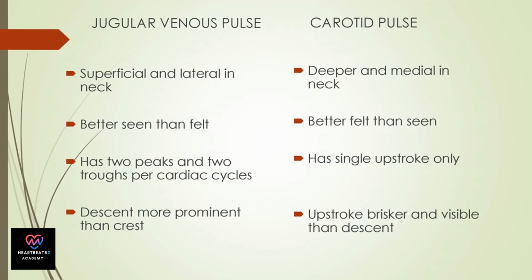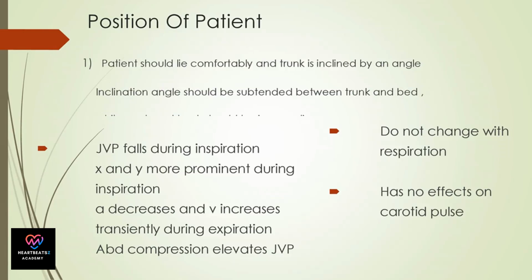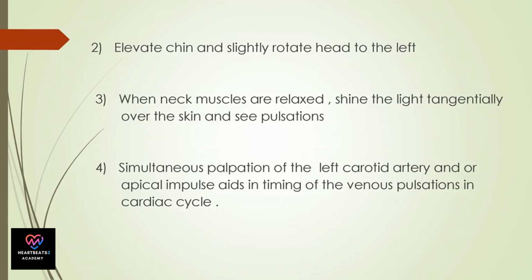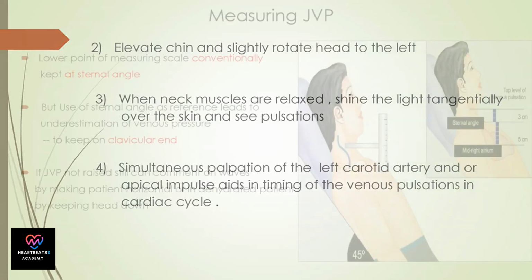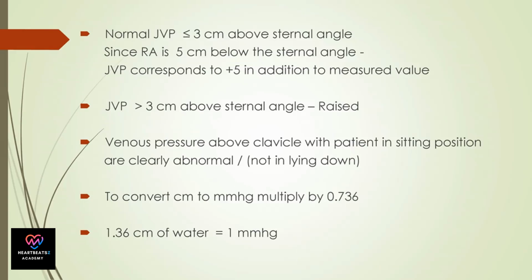Comparing the jugular venous pulse with the carotid pulse, the JVP is superficial and lateral in the neck, with 2 peaks and 2 troughs per cardiac cycle. Proper patient positioning is crucial for accurate JVP measurement. The patient should lie comfortably with the trunk inclined at an angle and the neck and trunk aligned. To measure JVP, the lower point of the measuring scale is conventionally kept at the sternal angle, but using the clavicular end can provide more accurate readings.